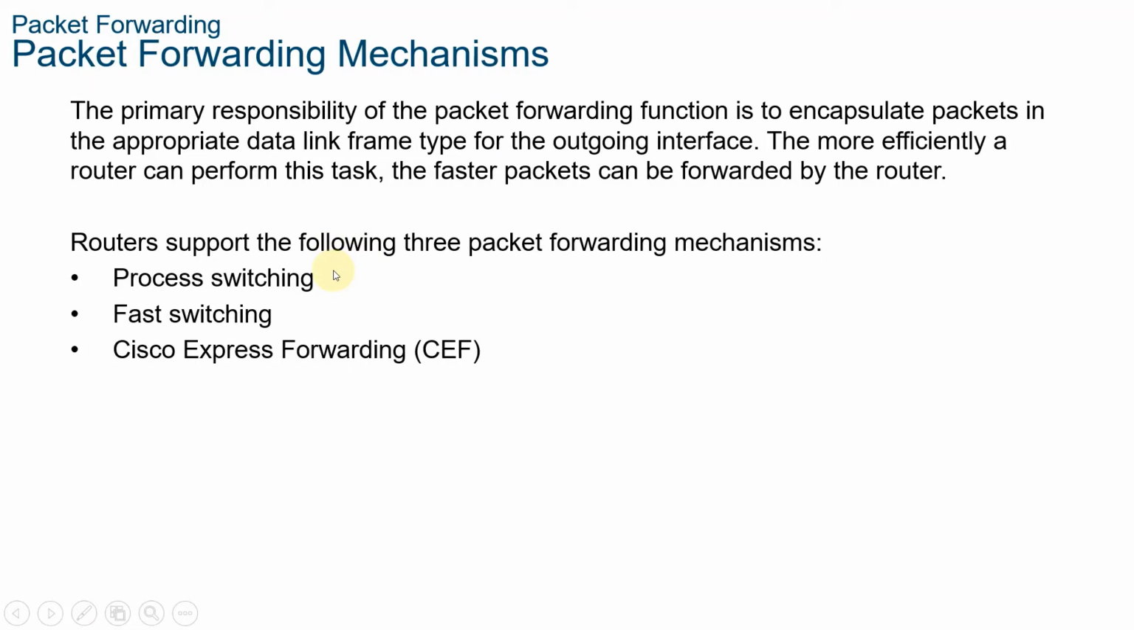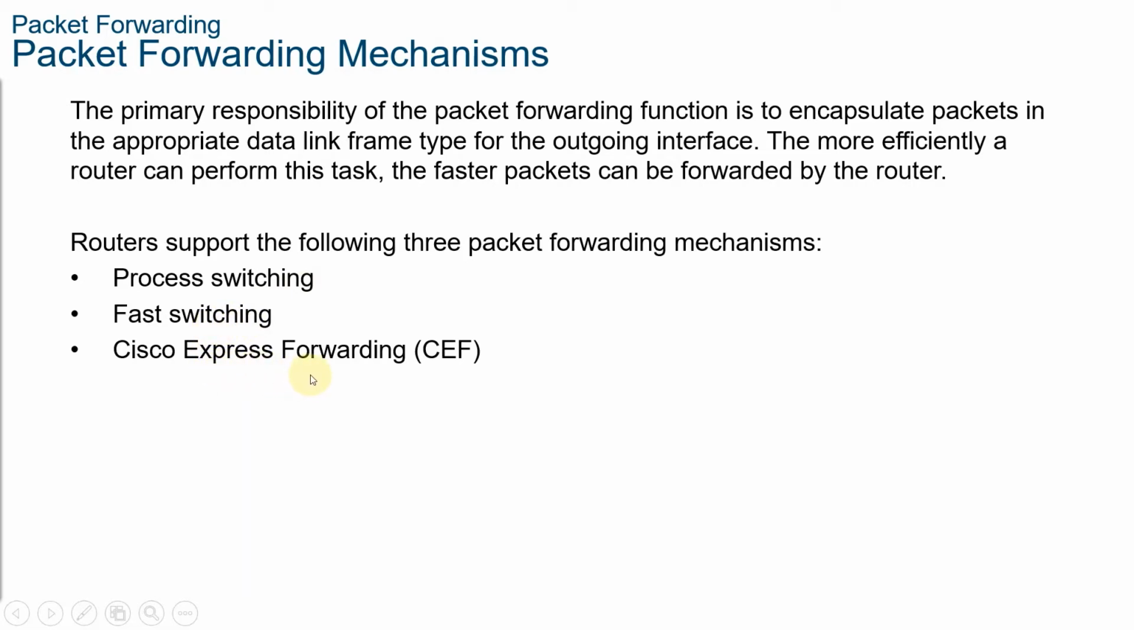Next, packet forwarding mechanisms. As mentioned previously, the primary responsibility of the packet forwarding function is to encapsulate packets in an appropriate data link frame for the outgoing interface. The more efficiently a router can perform this task, the faster packets can be forwarded by the router. Routers support the following three packet forwarding mechanisms: process switching, fast switching, and Cisco Express Forwarding.